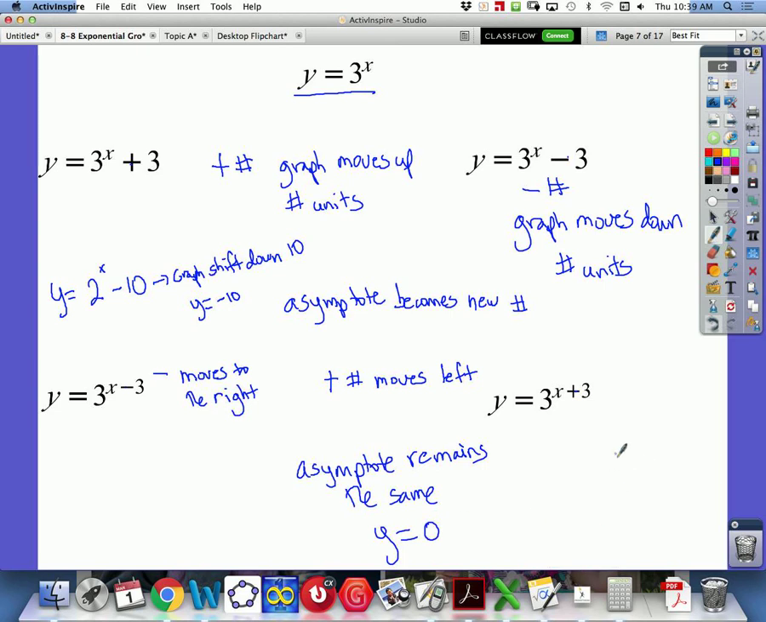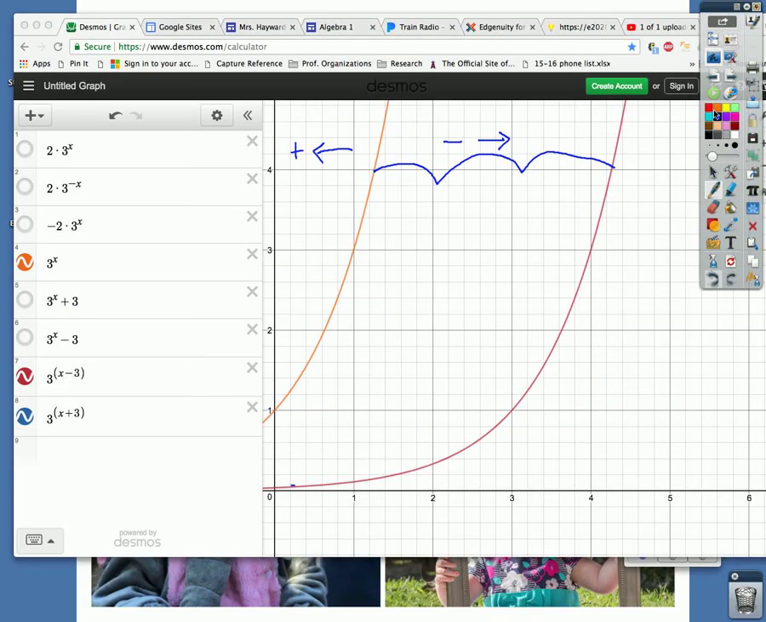So I hope these notes have helped you understand how equations move. If they give you an original equation and a new equation, like this, you just have to decide what direction did it move. Did it move up, down, left, or right? Or maybe it moved a combination of the two. And then you just have to remember, where do the numbers go?